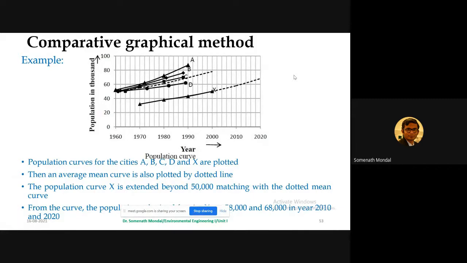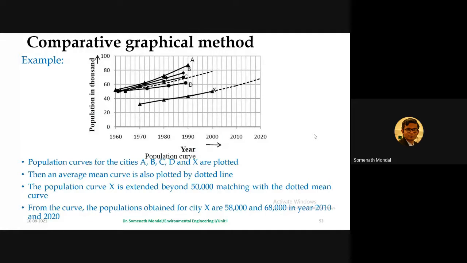Once you extend the population curve for the city X, you should follow the same kind of curvature and the same kind of trend to extend that population curve further. From the curve, you can then obtain the populations of the city X for 2010 and 2020, and that comes to 58,000 and 68,000 respectively. So this is the overall process by which we can utilize the comparative graphical method.